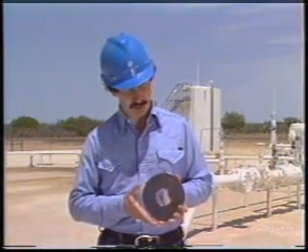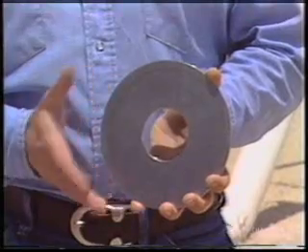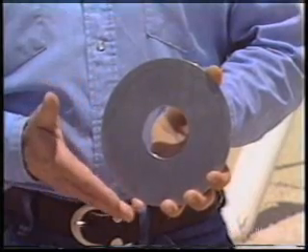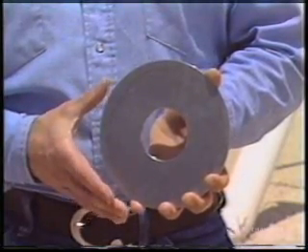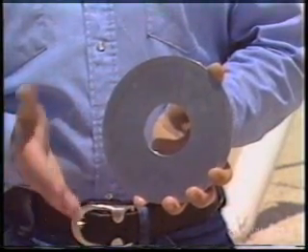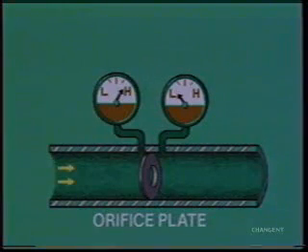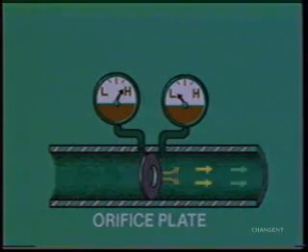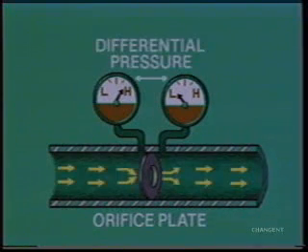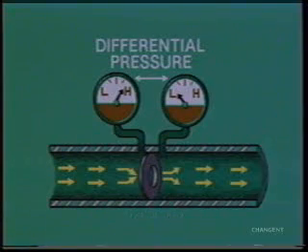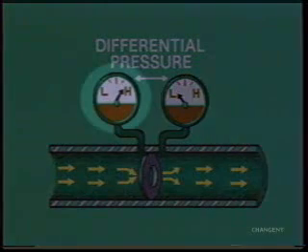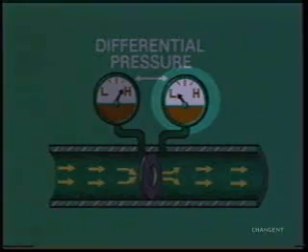If a constriction, such as this orifice plate, is placed inside a pipe, the velocity or speed of the gas will increase as it passes through the constriction. This assures the same flow rate of gas, even though it is passing through a smaller area. With the increased velocity of the gas, there is a decrease in the flowing or static pressure. This pressure drop is known as differential pressure. Differential pressure is the difference between the upstream and downstream static pressures.